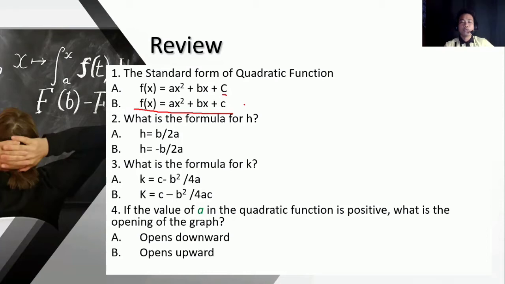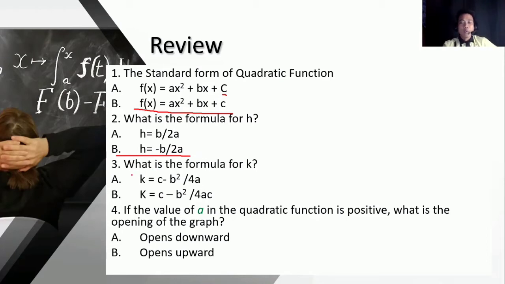Next, number 2. What is the formula for h? 5 seconds. 5, 4, 3, 2, 1. Time's up. Okay, very good. You're correct. The answer is letter B. We have h is equal to negative b all over 2a. Because negative in the formula for h is constant.